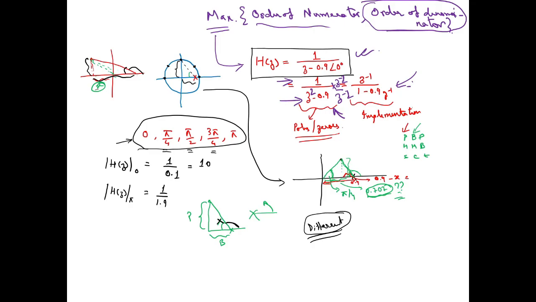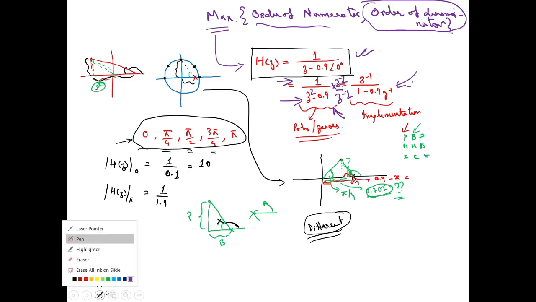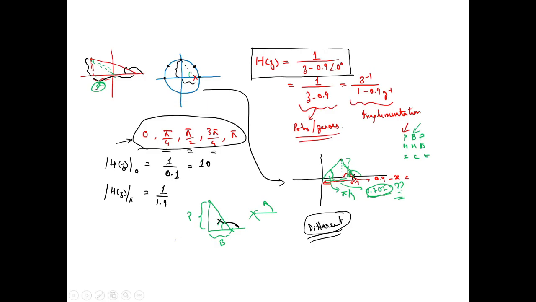Now we are given this system. Now I ask you, find out the amplitude response of the system. For doing this, we will take 5 points: 0, pi by 4, pi by 2, 3 pi by 4, and pi.